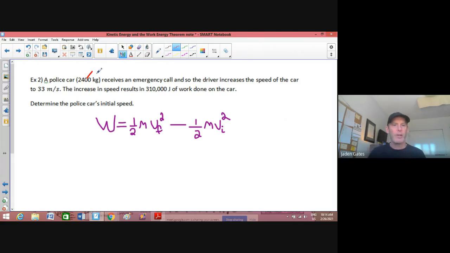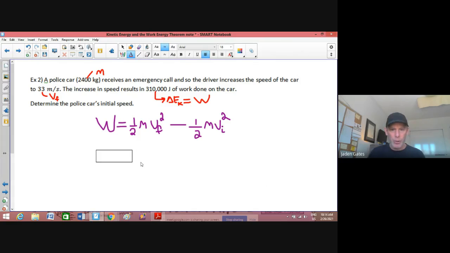Okay, so the information we have, let's see here. There's our mass, 2,400 kilograms. Now it increases the speed of the car to 33 meters per second. So that is our VF in this situation. And this is how much work we put in, or there is a change in kinetic energy. It's positive, so we're speeding up this car. All right, so that's our change in kinetic energy. Here's our work.